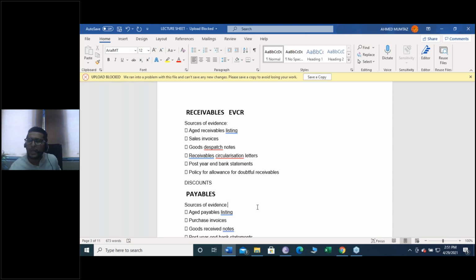DA3, accounting books or records. Yes, you can use the accounting books. You can compare the receivable ledger control account balances with the control accounts, with the trial balance, and with the statement of financial position. See, I'm using the accounting books and records. DA3, documents. I've already used goods dispatch notes, sales invoices. Third parties. Yes, you can use third parties such as debtors themselves. You can use the receivable circularization letter, and through that you can verify the receivable balance.